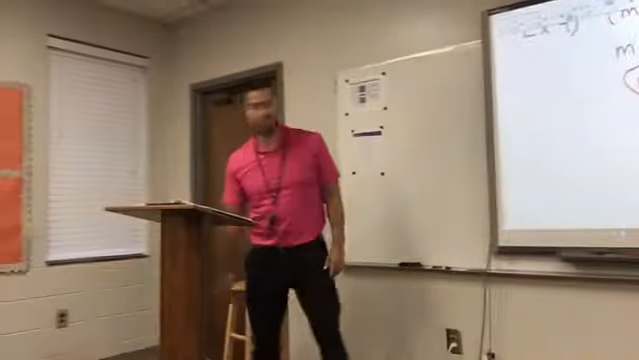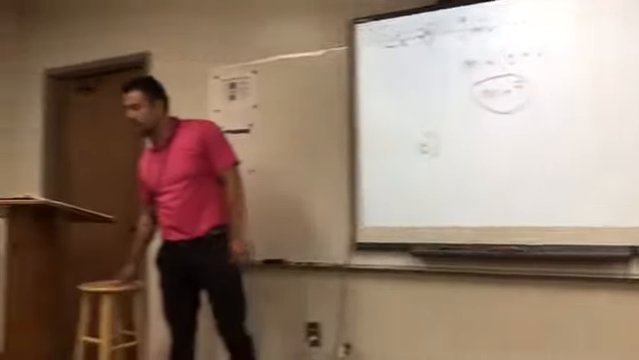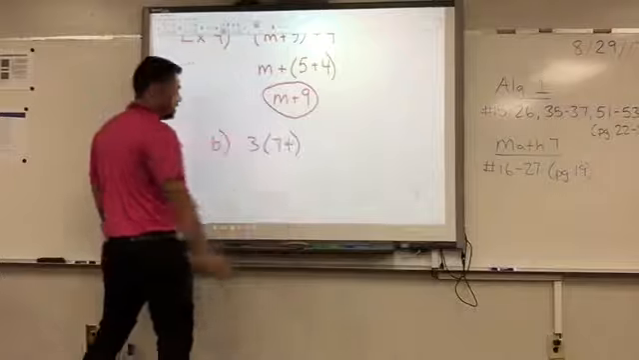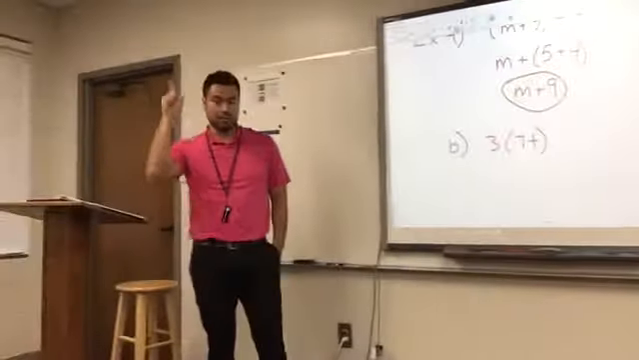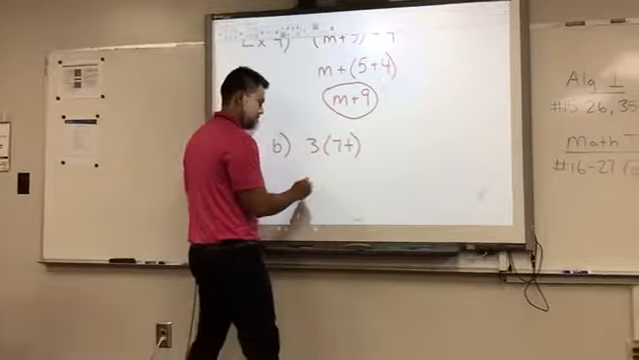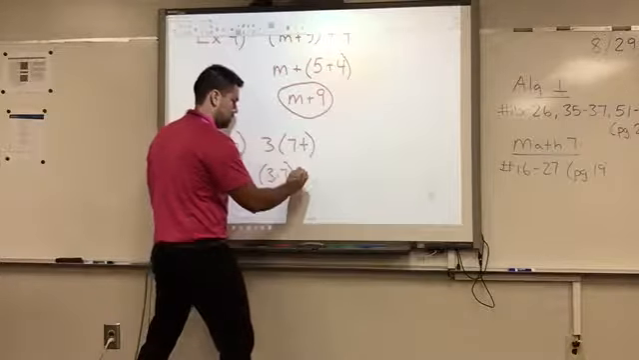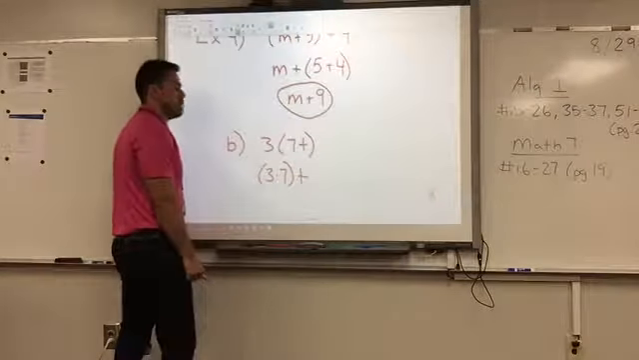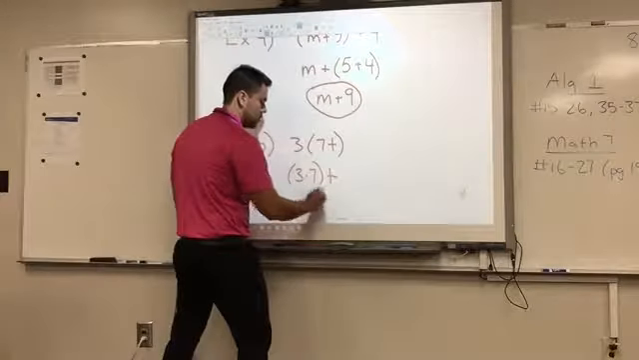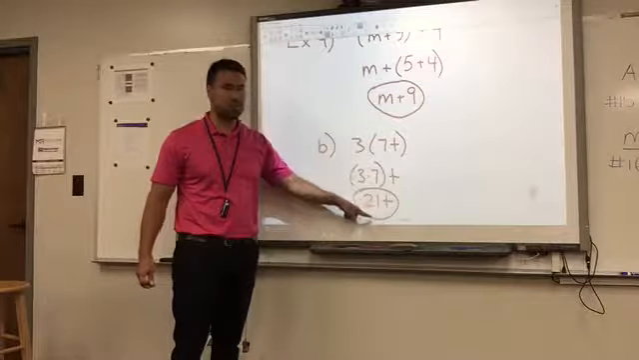All right, and then B. This one could be a little tricky. B is 3 times 7t. Use the associative property, not the commutative, just the associative. Okay, Michael? 3 times 7 times... Okay, so it's 3 times 7? Oh, 21. And you're left with 21t. So 3 times 7t simplifies to 21t.